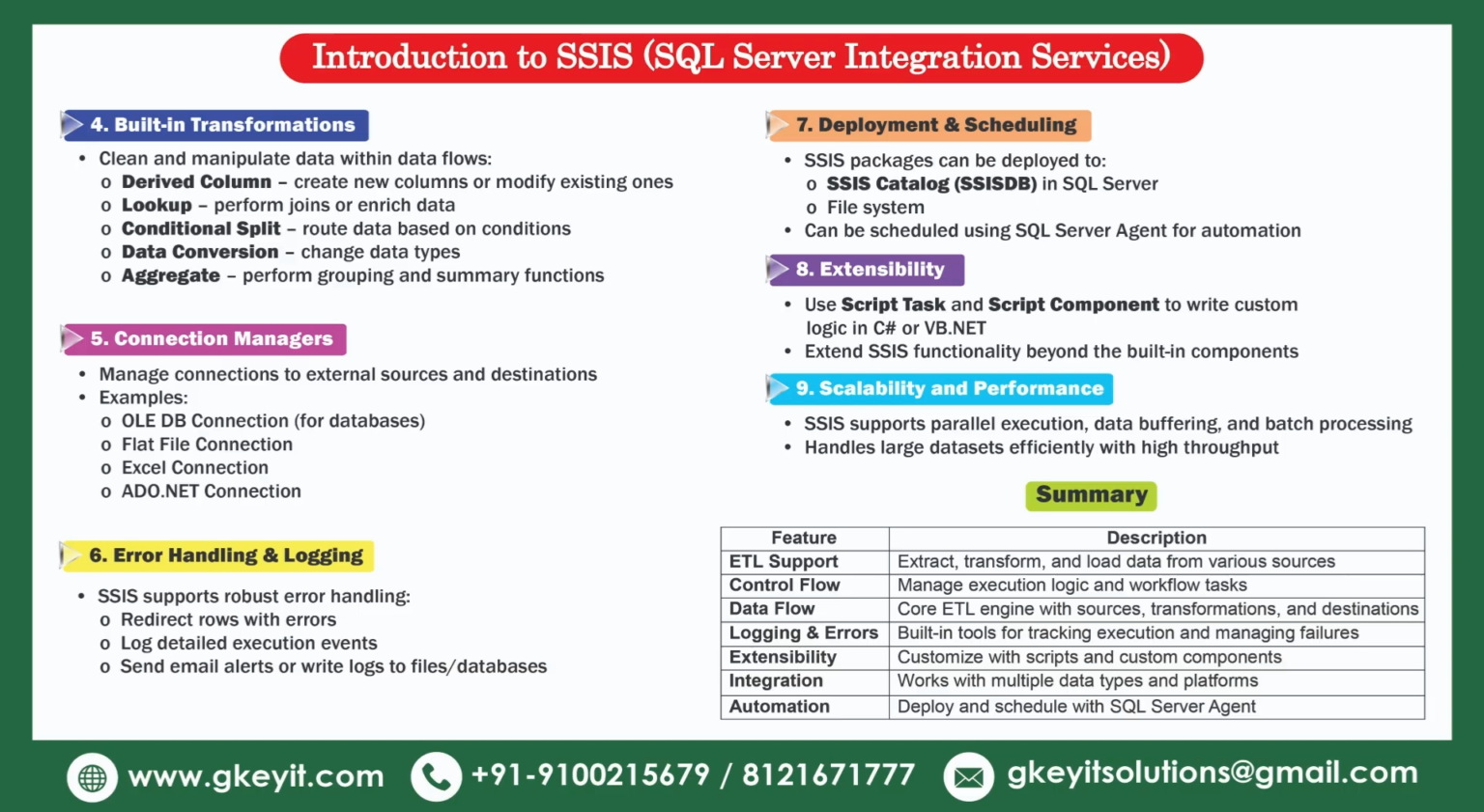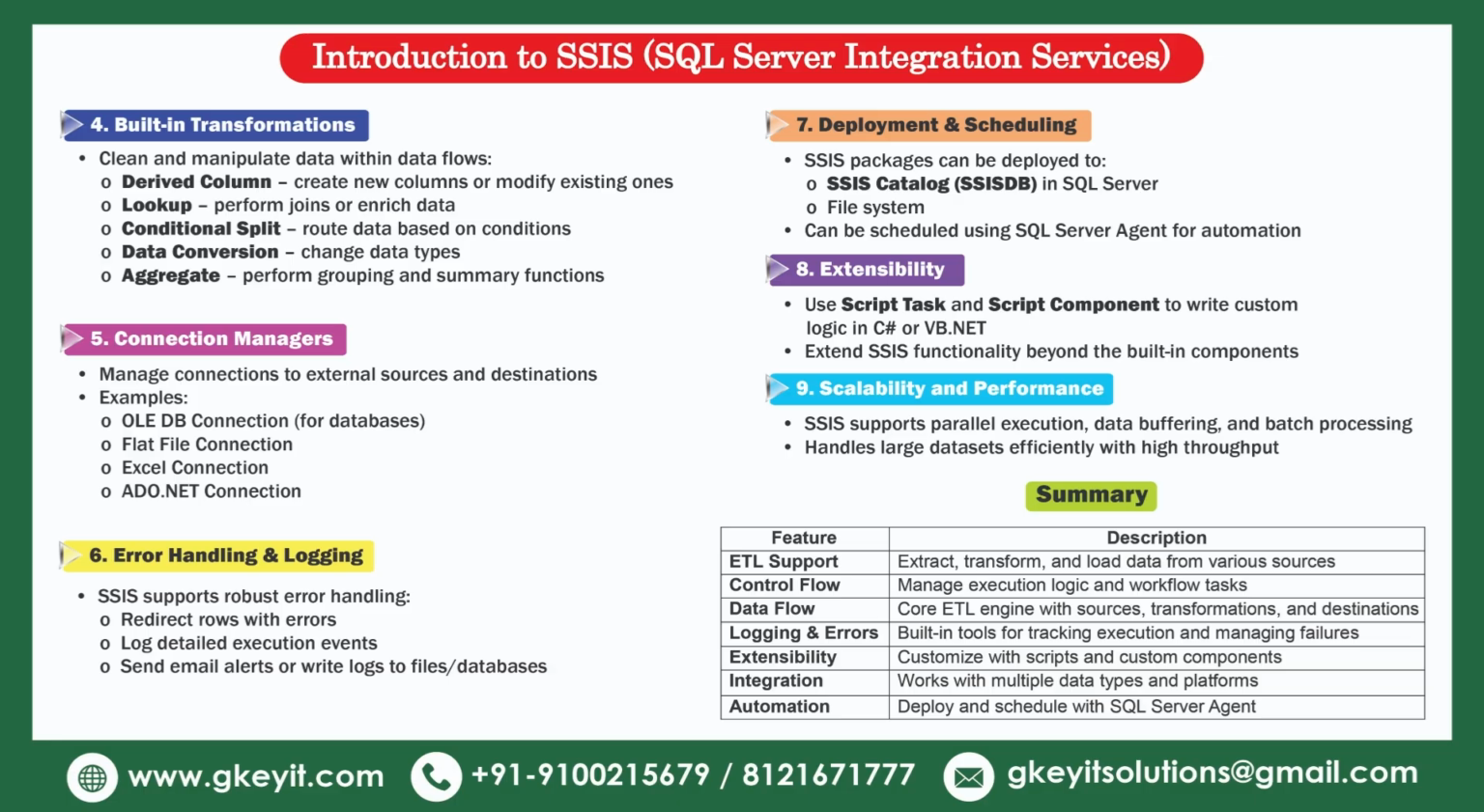Components inside a data flow task are data sources like FlatFile source, OLEDB source, and Excel source, etc. Transformations are like derived column, lookup, data conversion, etc. And data destinations are like OLEDB destination, FlatFile destination, and Excel destination, etc.